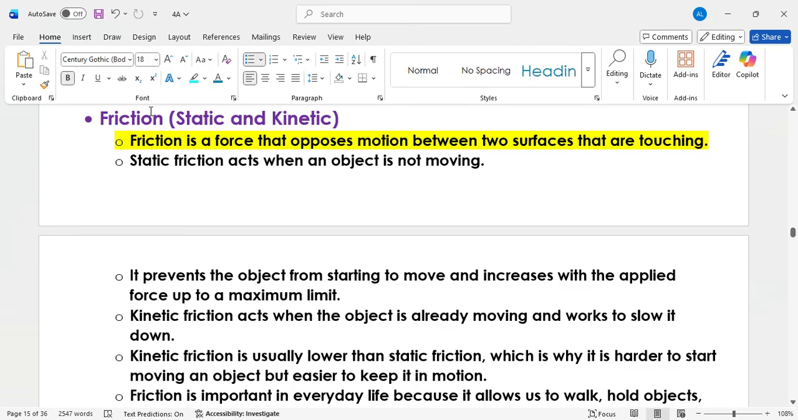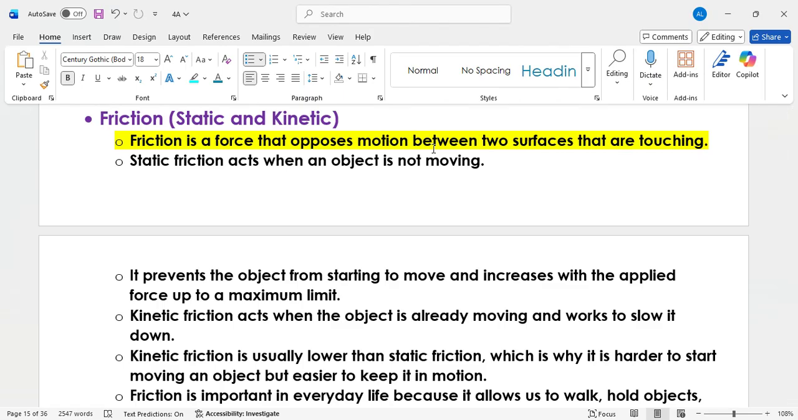Friction: what is friction? Static and kinetic friction. You will be asked questions because this is very high yield. Friction is a force that opposes motion between two surfaces that are touching each other. For friction, it's important that you have two surfaces touching each other. They also come in pairs.